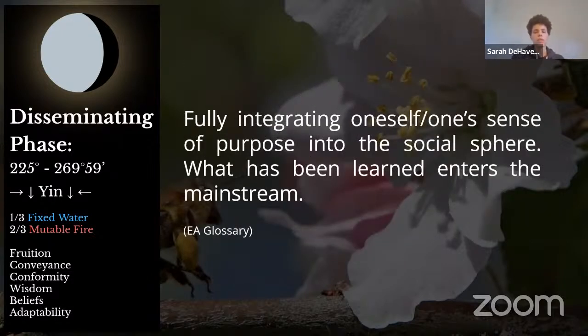Fully integrating oneself and one's sense of purpose into the social sphere is what the Evolutionary Astrology Glossary has to say. What has been learned enters the mainstream. Conveyance, right? That keyword, conveyance. We are kind of moving into society now. We're finding our place in society and sharing the fruits of our wisdom at this stage. Influential is kind of a keyword that I didn't add here, but I could see that, like influencers and influential.